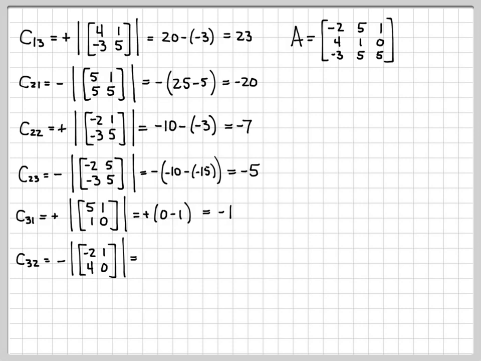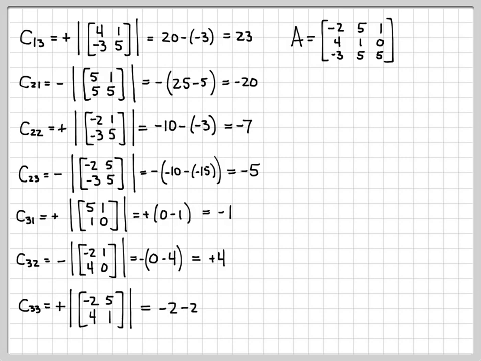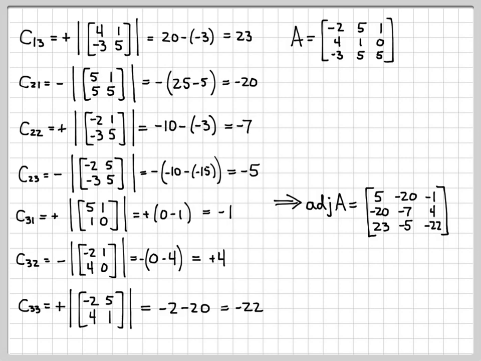Anyway, continuing our computation, C32, we get by striking out the third row of A and the second column of A. We're left with [-2, 1; 4, 0]. We do this computation, and we get 4 plus 4. And then finally, C33, we're going to have plus this 2 by 2 determinant computation, which is equal to -22. So we've now computed all 9 of these numbers. If we go back to the definition of the adjugate matrix, we can now fill them in, and if we fill them in, this is what we get for our final adjugate matrix computation.